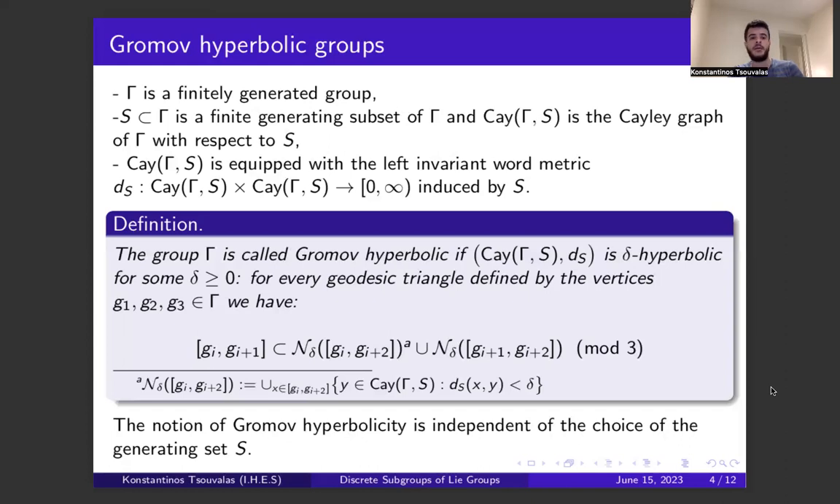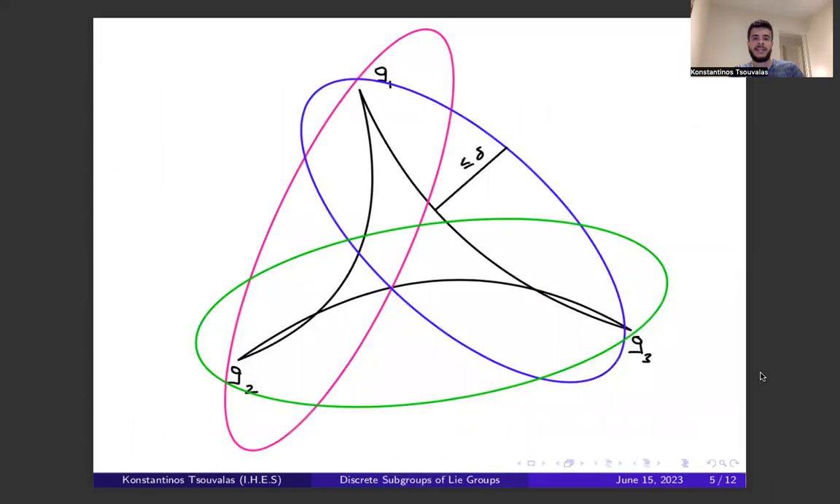Let me also mention that Gromov hyperbolic groups were introduced by Gromov in 1987. And here we try to give you a picture of a delta-thin triangle. You can see here that the delta neighborhoods of any 2 geodesics in that triangle cover the third one. All of these are the delta neighborhoods.